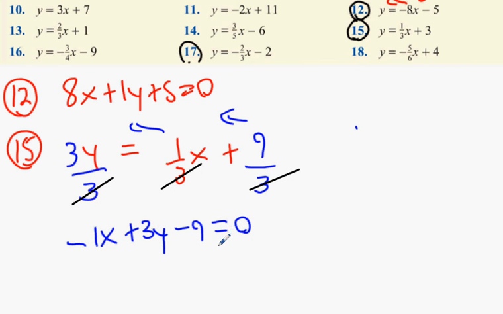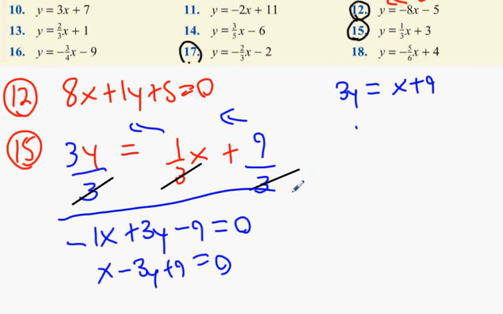Can anybody else explain another answer that is also acceptable? Yeah, 3y equals x plus 9. Do you want that? I did actually have that. 3y equals 1x plus 9. Then I moved it all over one side. The other acceptable answer is to multiply by minus 1 and you get x minus 3y plus 9 equals 0. Both of these answers are acceptable. Is that right?